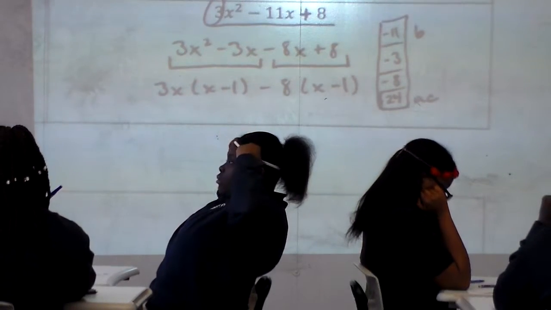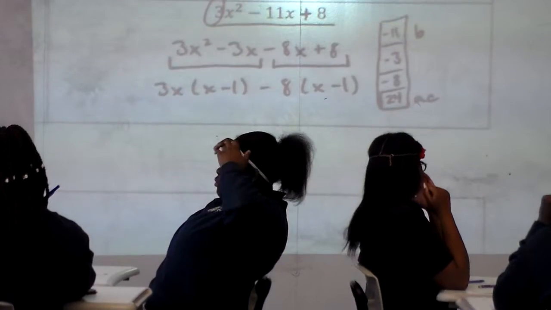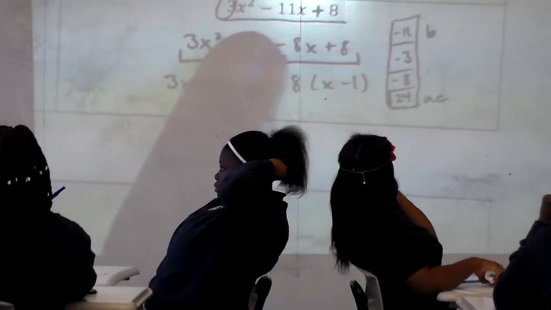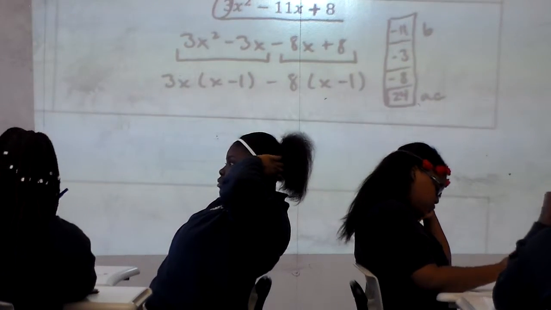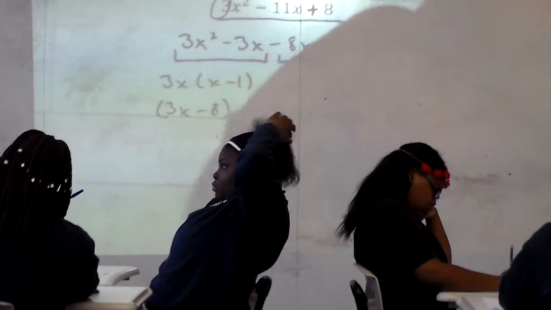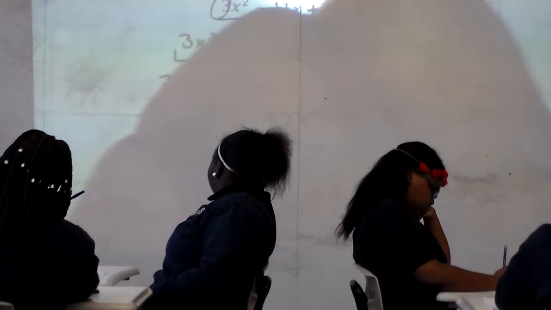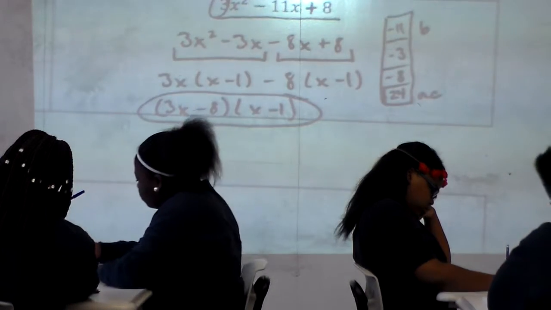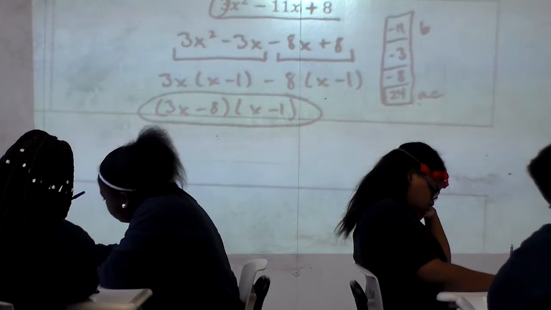So you should be checking either you had it Isaiah's way or you had it this way. What did you get when you had your two final binomials? 3x minus 8 and x minus 1. x minus 1. So that works as well. Perfect. Okay.